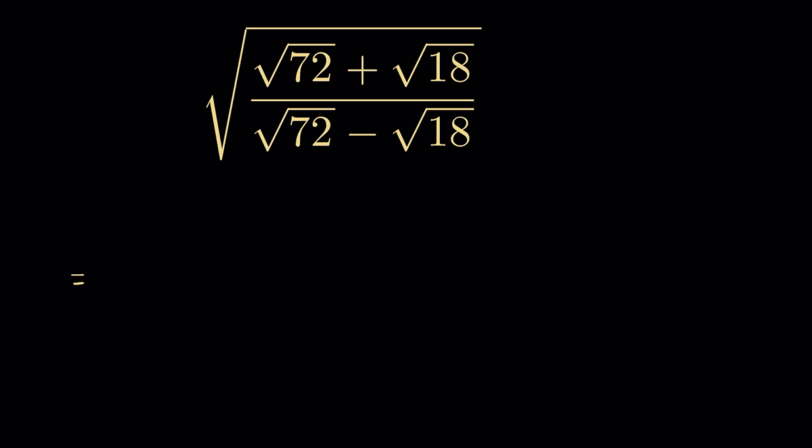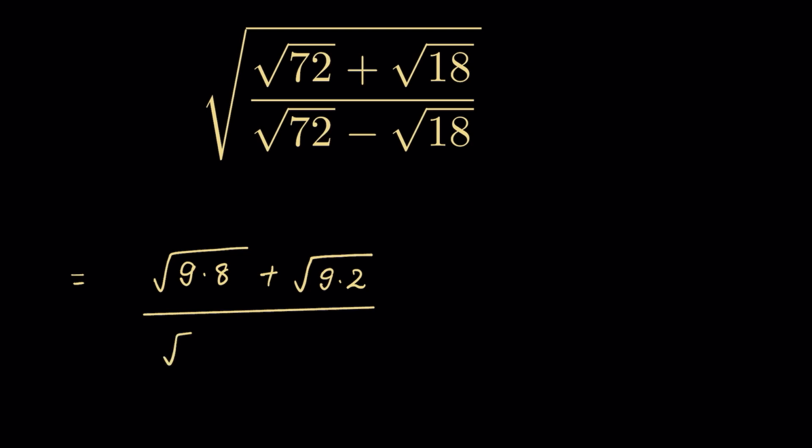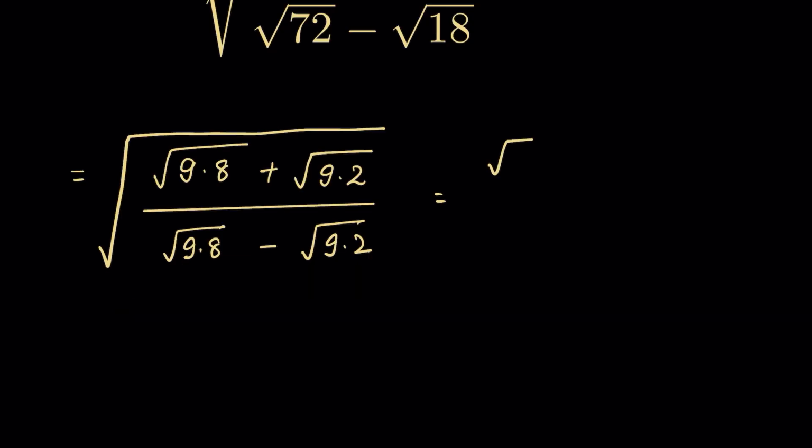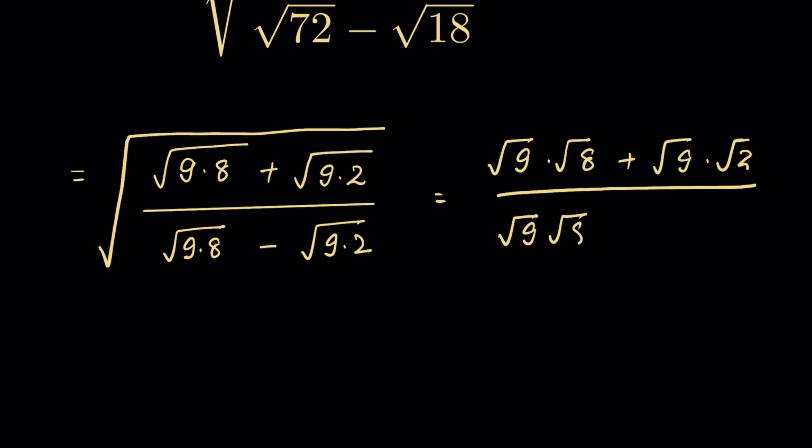So square root of 72 we can write as square root of 9 times 8, plus square root of 18 is square root of 9 times 2, upon square root of 72, again 9 times 8, minus square root of 9 times 2, then all under square root. Now when a times b is under square root, we can write it as square root of a times square root of b. So this we can write as square root of 9 times square root of 8 plus square root of 9 times square root of 2 upon square root of 9 times square root of 8 minus square root of 9 times square root of 2.